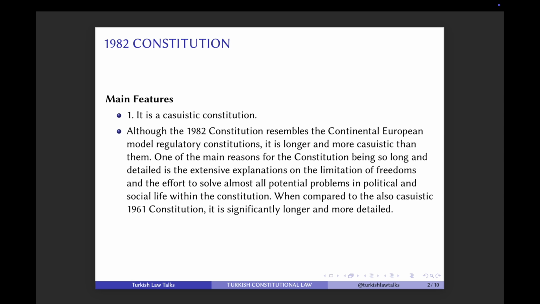Pretty much, yeah. And it's interesting because the earlier 1961 Constitution, that was also considered casuistic. Okay, so there's a precedent. There is, but the 1982 version, it's significantly longer, even more detailed. It really leans into that approach. Got it. So very detailed. What's the next key feature then?